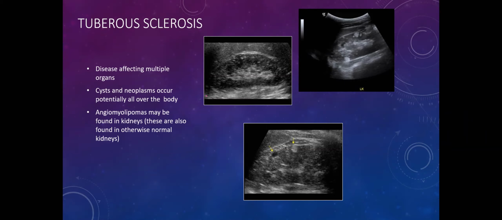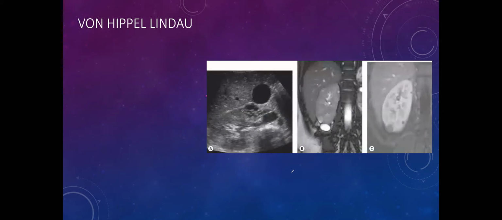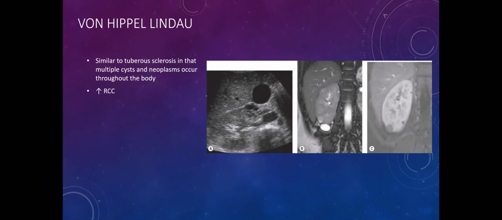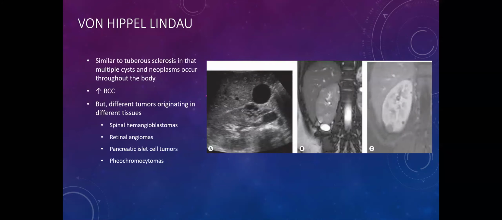They actually have a defect in a gene that is a kind of tumor-stopping gene, and so increased cysts, increased incidence of renal cell carcinoma. Notice there seems to be a connection between a lot of these cystic diseases and renal cell carcinoma. Von Hippel-Lindau is actually really similar to tuberous sclerosis in that multiple cysts and neoplasms can occur throughout the body, and another increased incidence of renal cell carcinoma, but the tumors originate in different tissues.